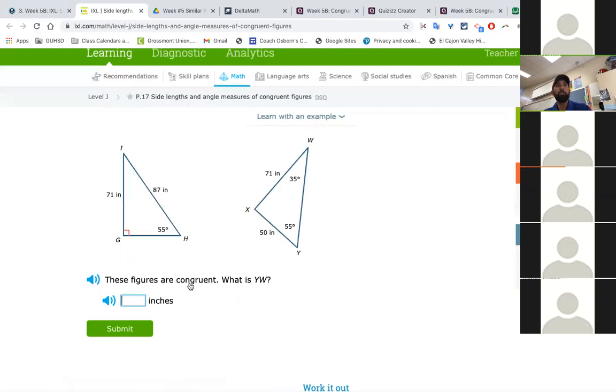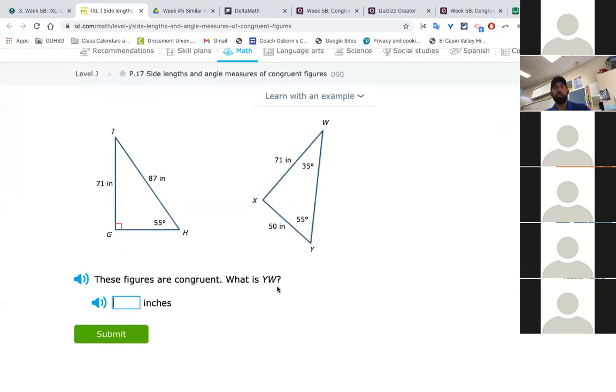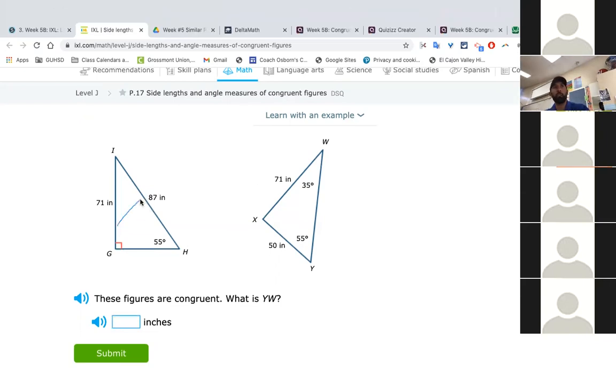Okay. Now it says these figures are congruent. What is YW? In other words, we don't know. It doesn't give it to you. You have to look at this shape over here and figure out where it corresponds to the other shape. Well, this one I notice is, and again, there's no one way of doing this. You can look at a number of different things.